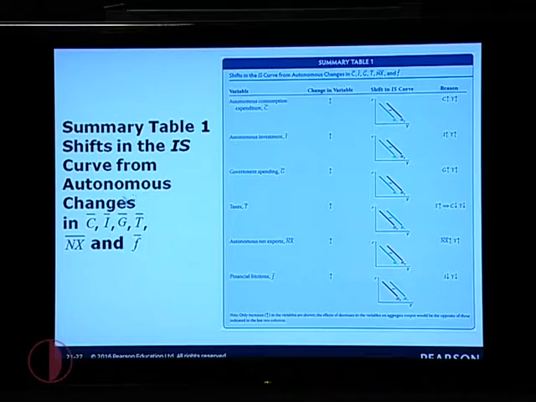Summary: Table 1: shifts in the IS curve from autonomous changes in C, I, G, and T, with NX and F as a function. Autonomous consumption: an increase in autonomous consumption is the change in variable, and the shift in the IS curve, the reason being that as consumption increases, aggregate output increases, so it shifts the IS curve to the right. Autonomous investment: an increase shifts the IS curve to the right, and income also increases, and so on.